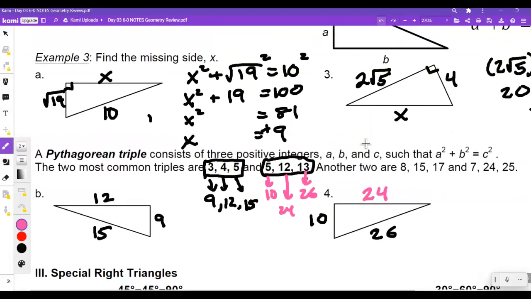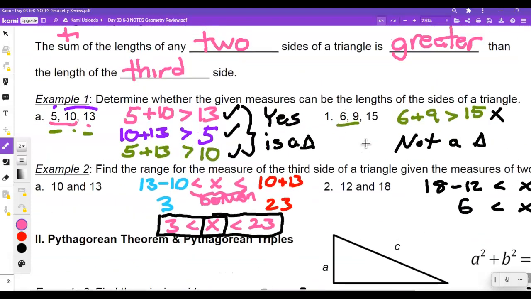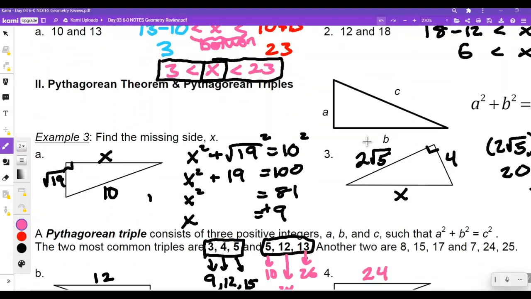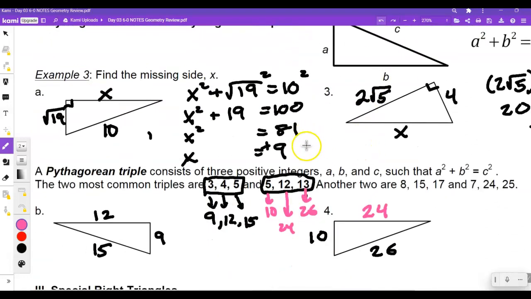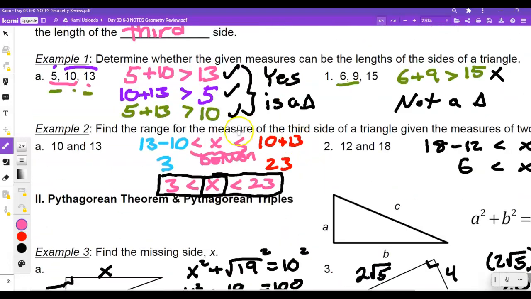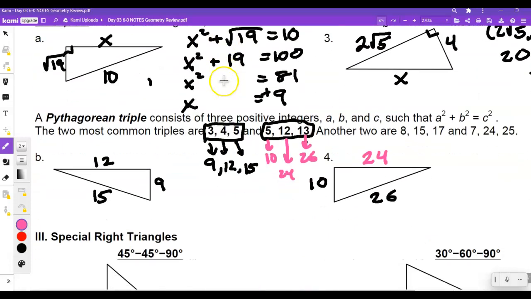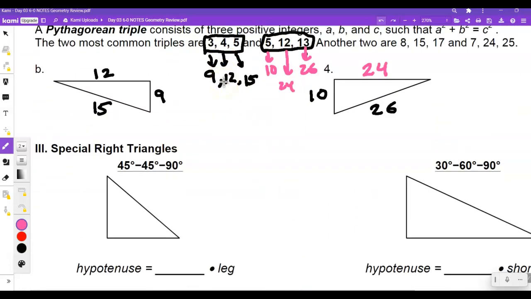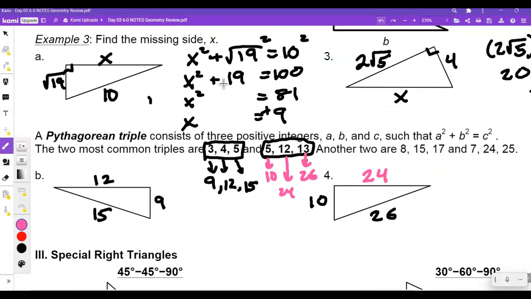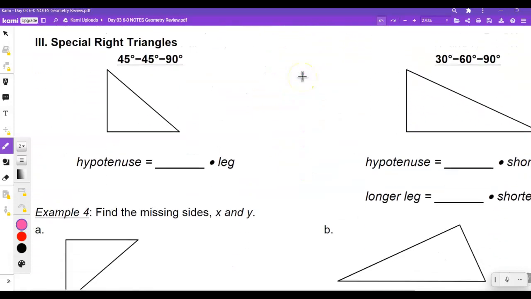So all basic geometry ranging from Pythagorean Theorem, 7th grade, to triangle inequality, which is high school geometry. All right. Take a breath for a minute, and then we're going to finish up with these last problems here.